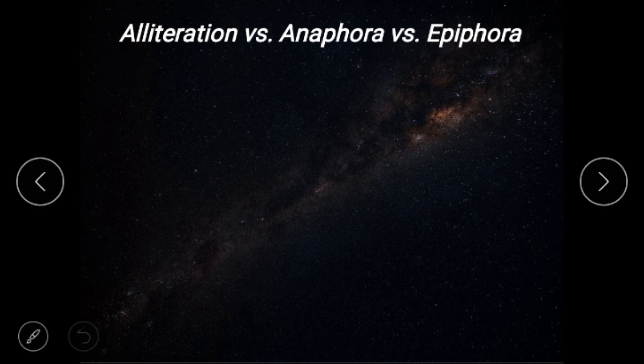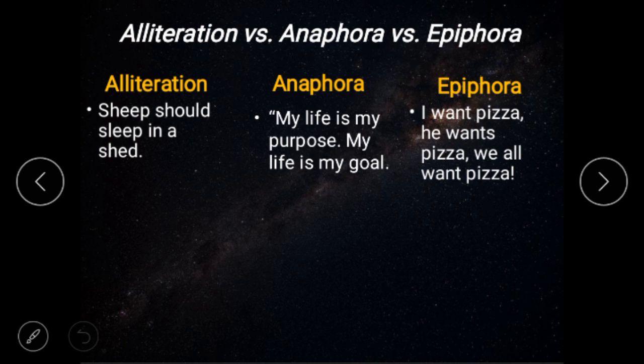Now let's see the difference between these three figures of speech. Alliteration, anaphora, epiphora are all forms of repetition. They are types of repetition, but let's see how they are different. Let us look at the first example. "A sheep should sleep in a shed." Now we have already understood that we always concentrate on sounds when we are talking about alliteration, not on words. The sound sh, sh, sh is being repeated again and again. That's what makes it a very good example of alliteration.